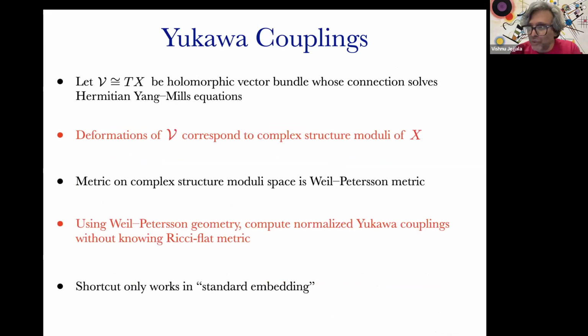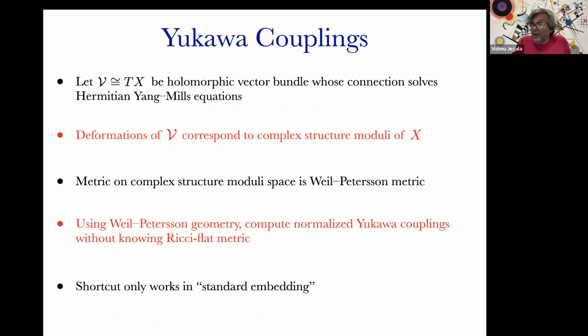So we're going to exploit a shortcut in computing these Yukawa couplings in what's called the standard embedding. In general, we want to have a holomorphic vector bundle whose connections will solve the Hermitian-Yang-Mills equations. Deformations of the holomorphic vector bundle will correspond to the complex structure moduli of our Calabi-Yau when the holomorphic vector bundle we pick is a tangent bundle. So the metric on the complex structure moduli space is a Weil-Petersson metric, and using Weil-Petersson geometry, we can compute the normalized Yukawa couplings without knowing the Ricci-flat metric.